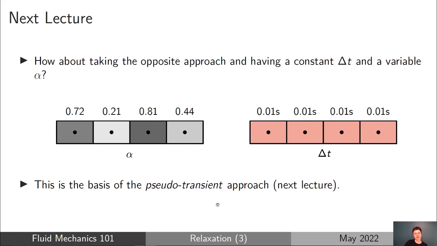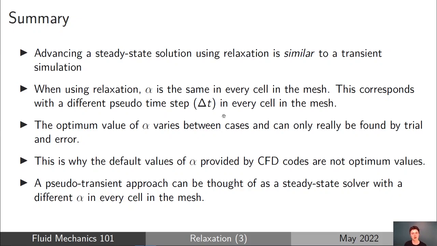And we really need to go into a lot more detail to fully understand the pseudo-transient approach, and that's going to be the basis of the next lecture series that I do. It's going to be all about pseudo-transients and how we choose this effective time step to then back calculate alpha. But for this talk, that really summarizes everything I wanted to talk about here for part 3 of relaxation.